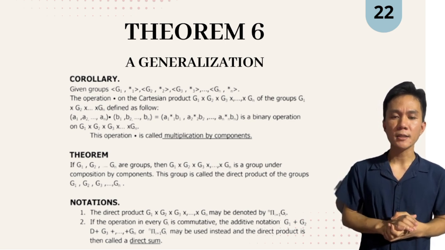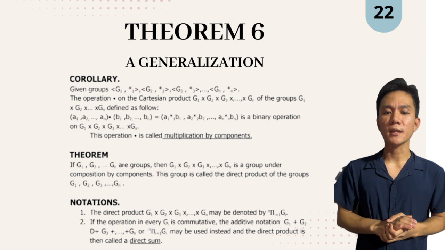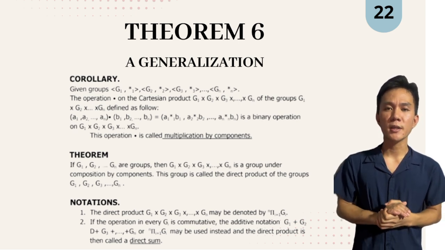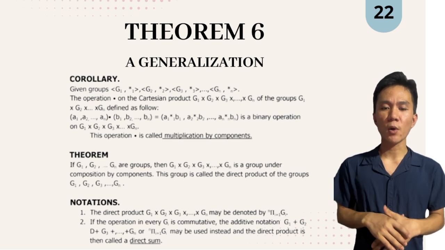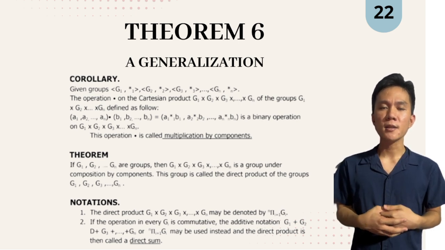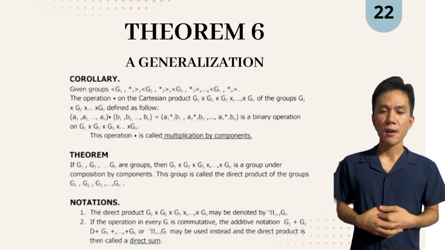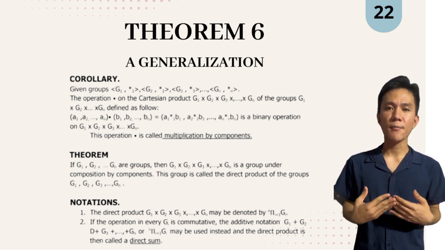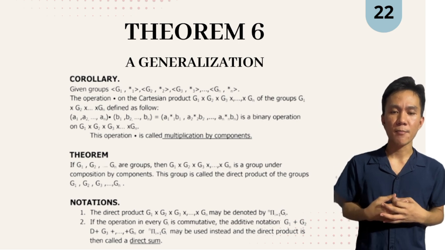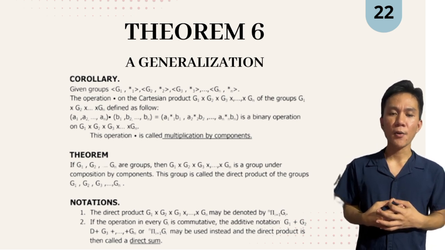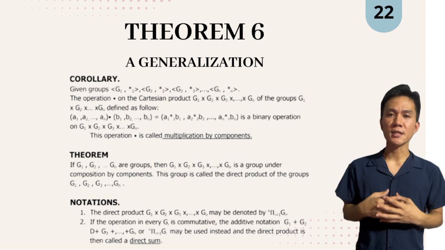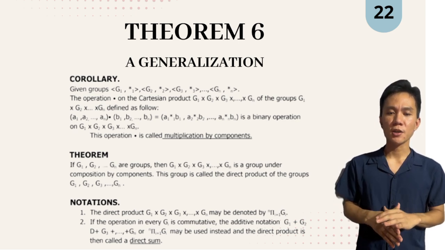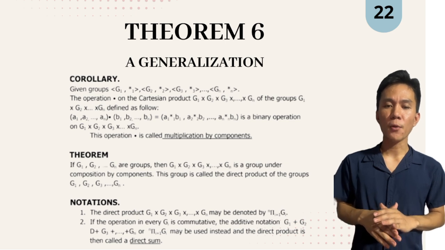Quantity A sub 1 times A sub 2 and so on until A sub n, times quantity B sub 1, B sub 2, and so on until B sub n, is equal to quantity A sub 1 star sub 1 B sub 1, and A sub 2 star sub 2 B sub 2, and so on until A sub n star sub n B sub n. This is a binary operation on G sub 1 times G sub 2 times G sub 3 and so on until G sub n. This operation is called multiplication of components.